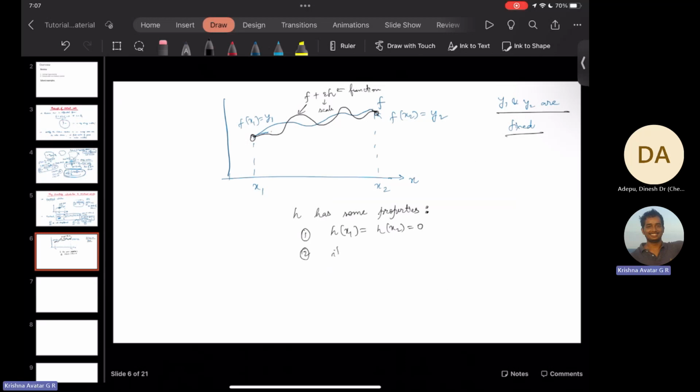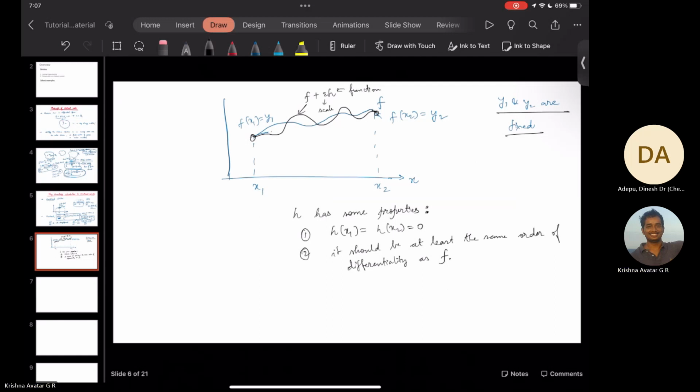Second is, ideally, it should be at least as differentiable, or at least the same order of differentiability as f, because h can be a special function, right? Because we like the equations, you know, all that. Yes, that's the reason. Otherwise, in general, we take h to be infinitely differentiable, but it should at least have the same order of differentiability as f.